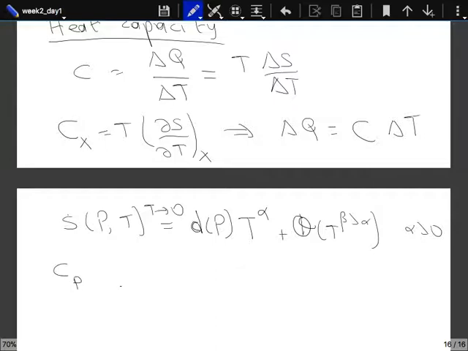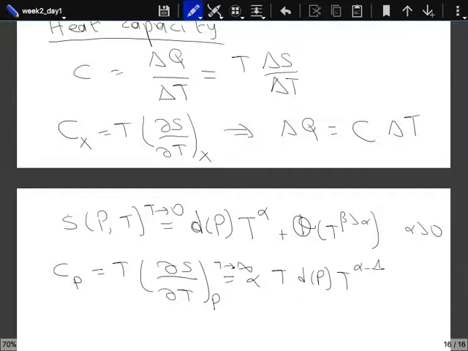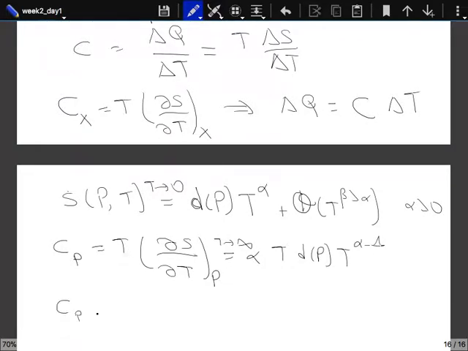So the specific heat at constant, let's say, pressure would be temperature times the derivative of entropy with respect to temperature at constant pressure, which is alpha times temperature times this coefficient times T to the power alpha minus 1, as T goes to 0. So Cp would just behave like alpha times D(p) times T to the power alpha, or alpha times the entropy, basically. This is more or less how the specific heat will behave, whatever the process is: some coefficient alpha multiplied by the entropy. And alpha is positive. Entropy goes to zero, so the specific heat also goes to zero.